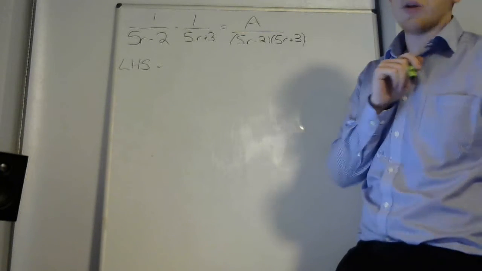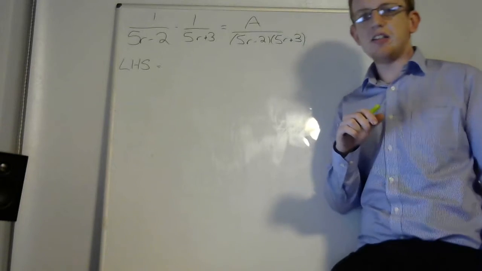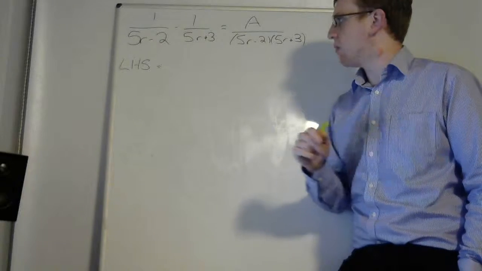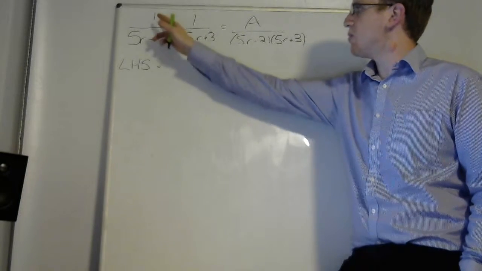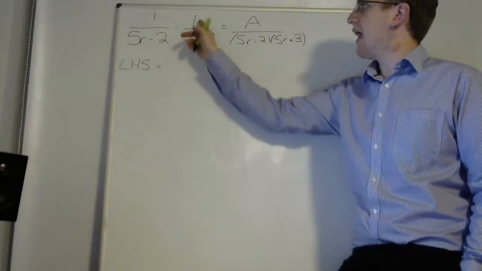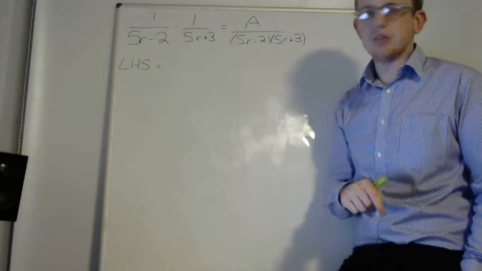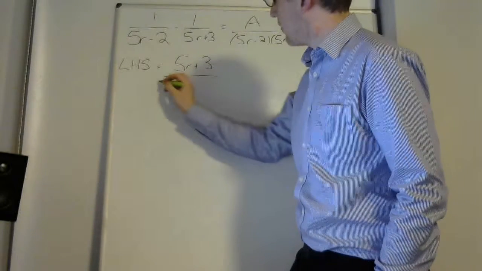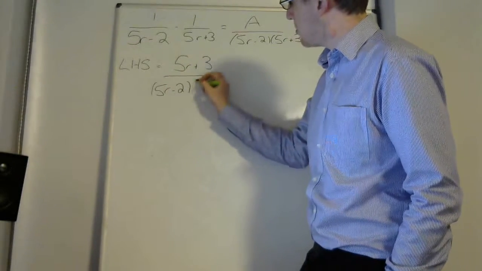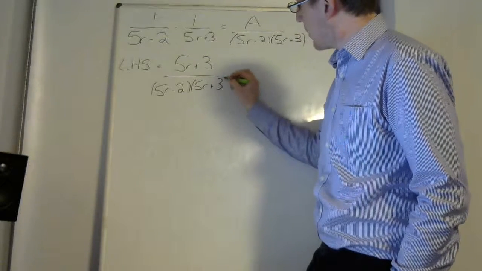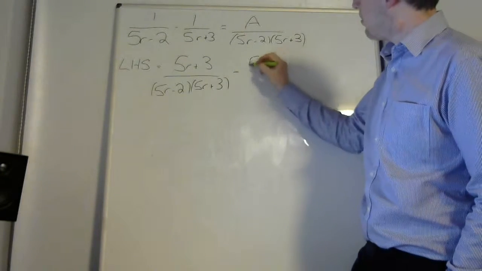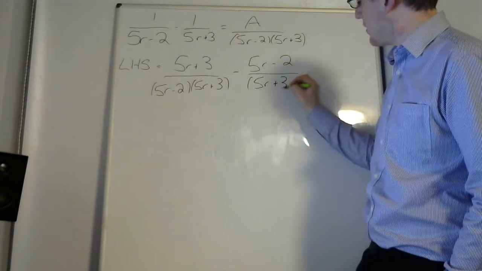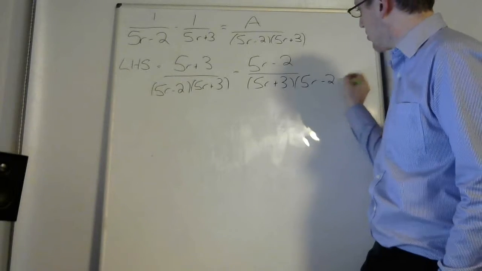I think this is the best way to do it. What I'm going to do is make the denominator of the left-hand side equal to the denominator that we know we're going to have to end up with. In order to do that, I'm going to have to multiply this fraction by 5r plus 3 and multiply this fraction by 5r minus 2. So let's do that. So we'll have 5r plus 3 over 5r minus 2 times 5r plus 3, take away 5r minus 2 over 5r plus 3 times 5r minus 2.